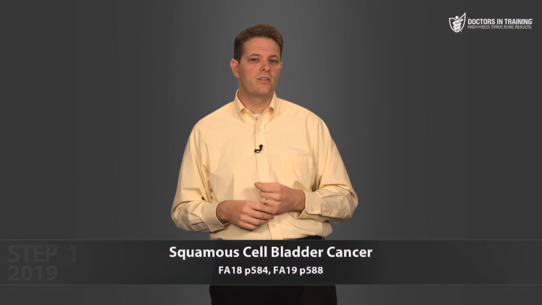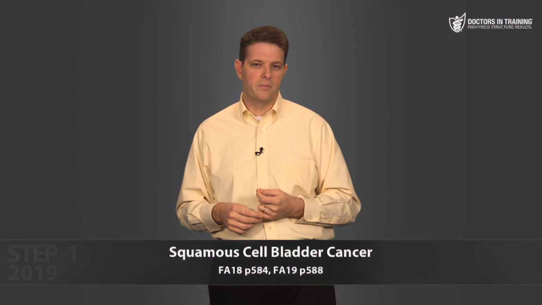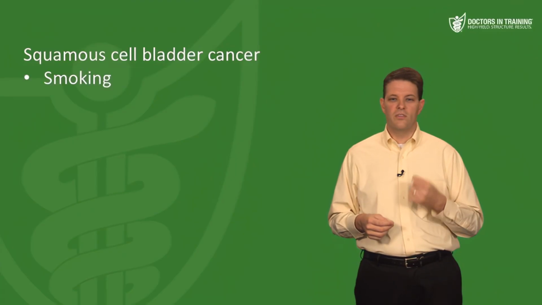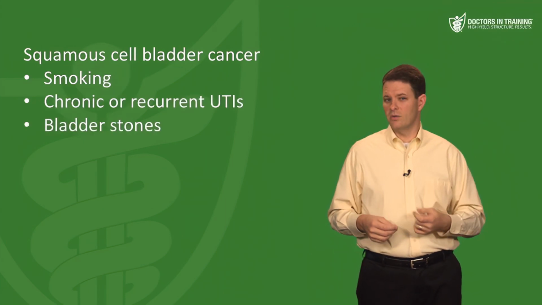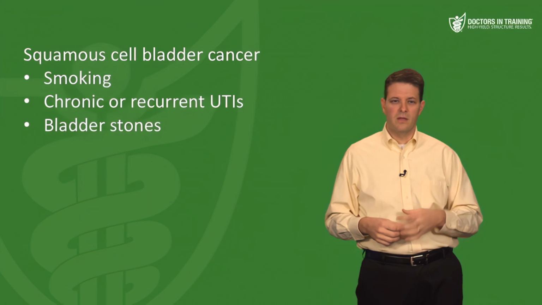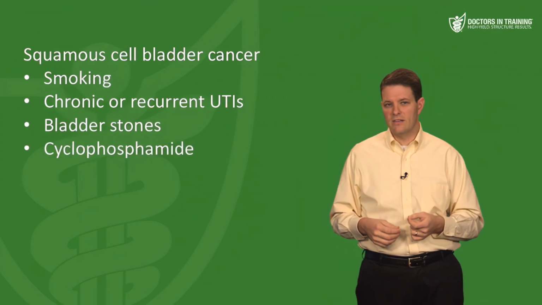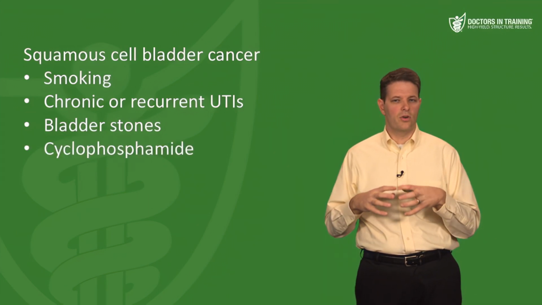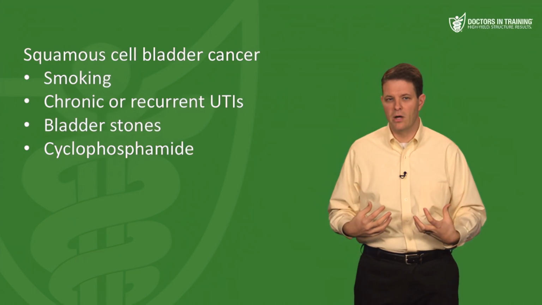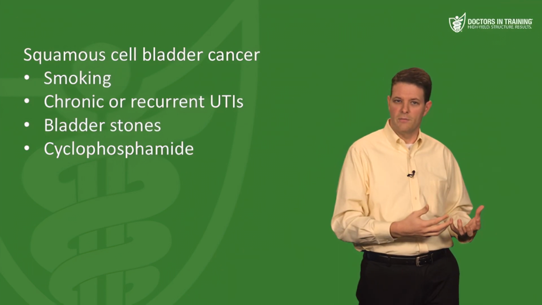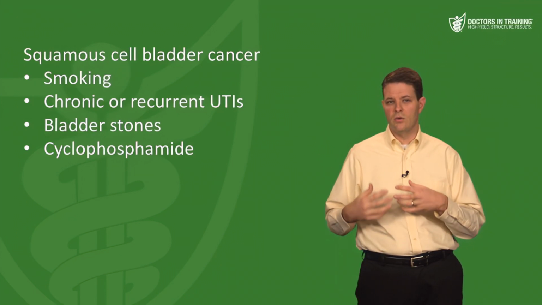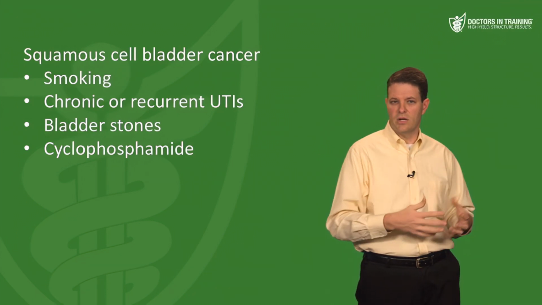Another type of bladder cancer is squamous cell carcinoma of the bladder. This is also associated with smoking, chronic or recurrent urinary tract infections, bladder stones, which are kidney stones that end up in the bladder, and then cyclophosphamide and hemorrhagic cystitis. Basically, this is a situation where you have chronic irritation and inflammation of the bladder that gradually leads to metaplasia and then dysplasia and then carcinoma. It's kind of similar to how GERD leads to Barrett's esophagus and then esophageal cancer.